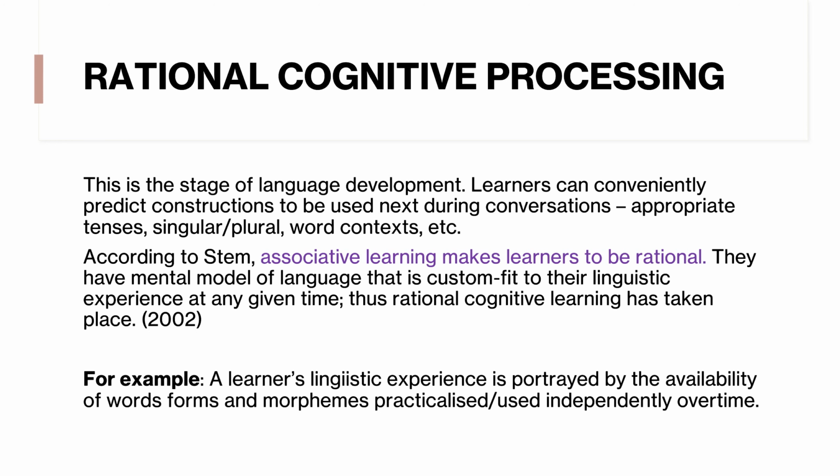At this level of rational cognitive process, learners can use words and constructions independently, apply them to sentences, having learned their roles and interpretation.